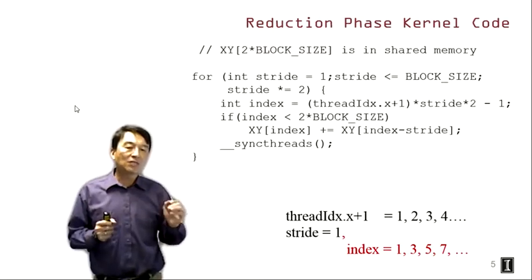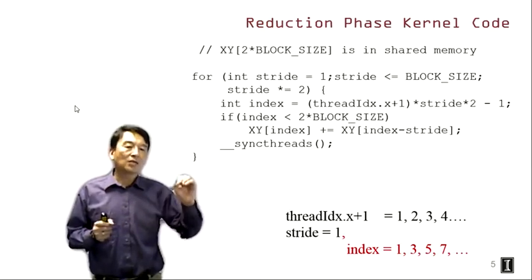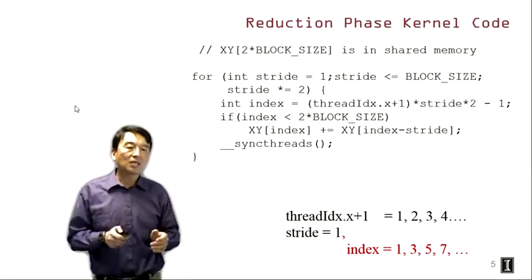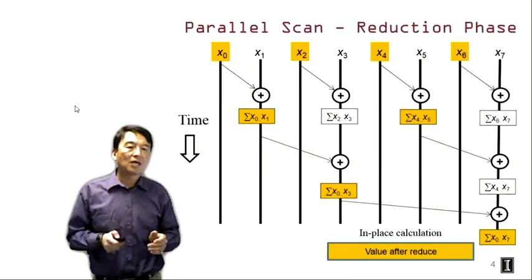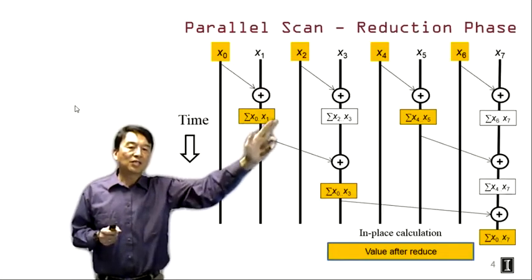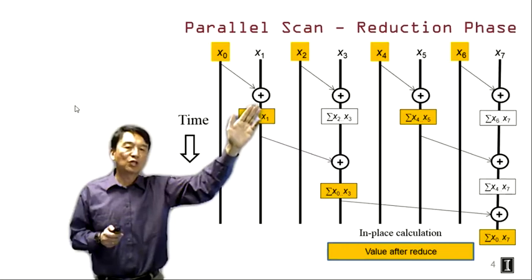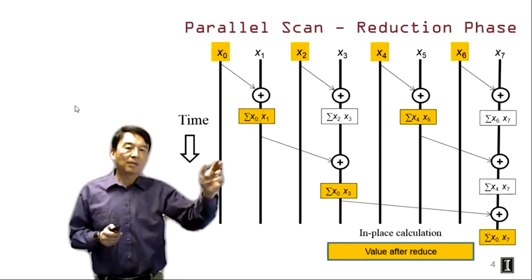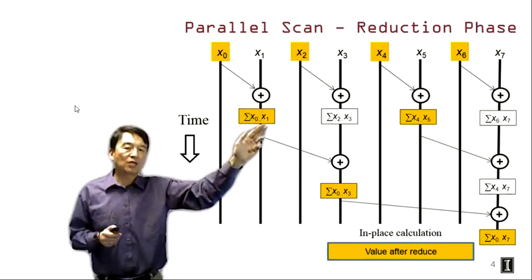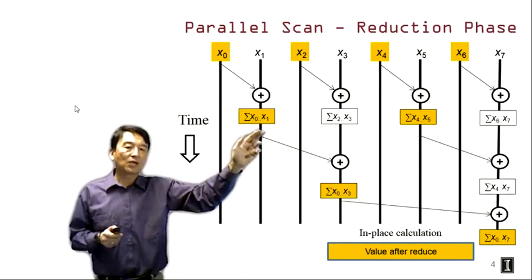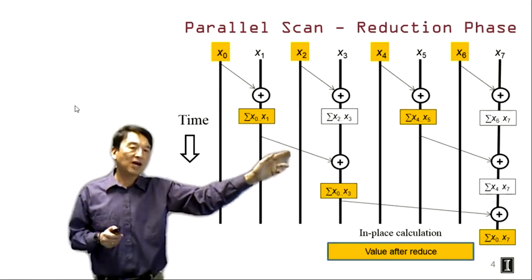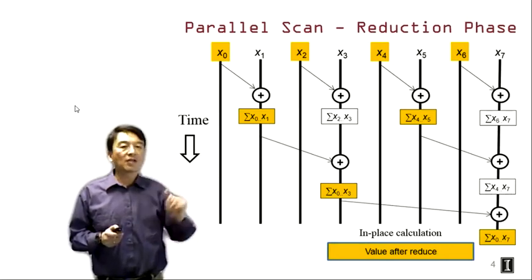This gives us numbers up to 2 times block size, not block size. So this gives us all the odd positions that we need to map the threads to in order to calculate the first iteration results. So thread 0 will be in charge of x1, thread 1 will be in charge of x3, thread 2 will be in charge of x5, and thread 3 will be in charge of x7.